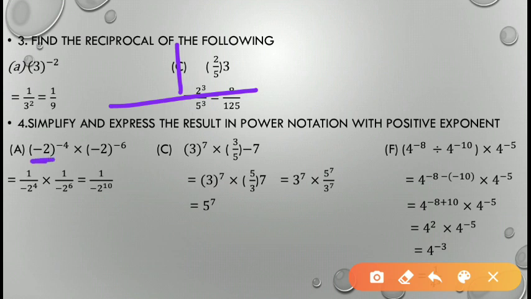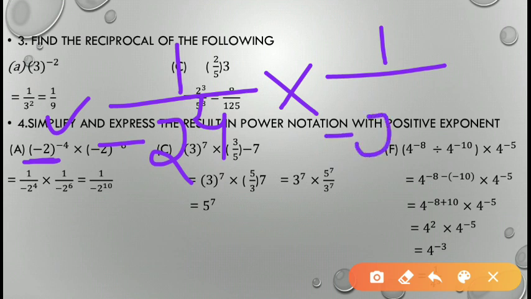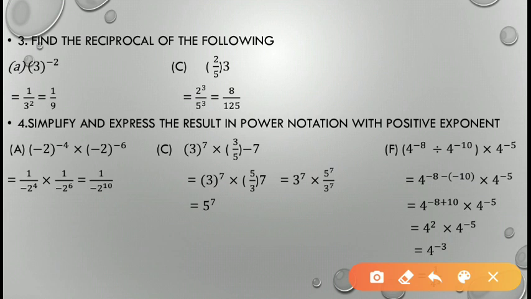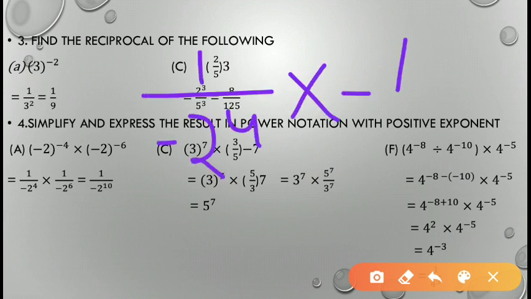But this minus is with the 2, so this will be as it is, minus 2, but the power will become positive. In the same way here also minus 2 will be as it is. And what is the power? The power is minus 6. Minus 6 will become plus, into 1 upon minus 2 to the power 6.